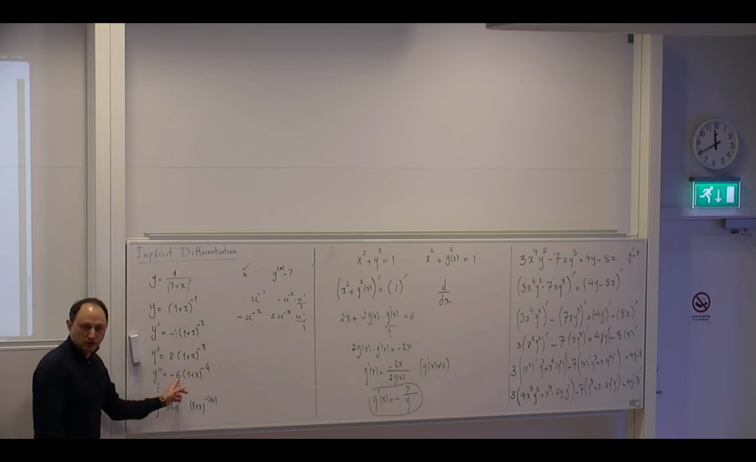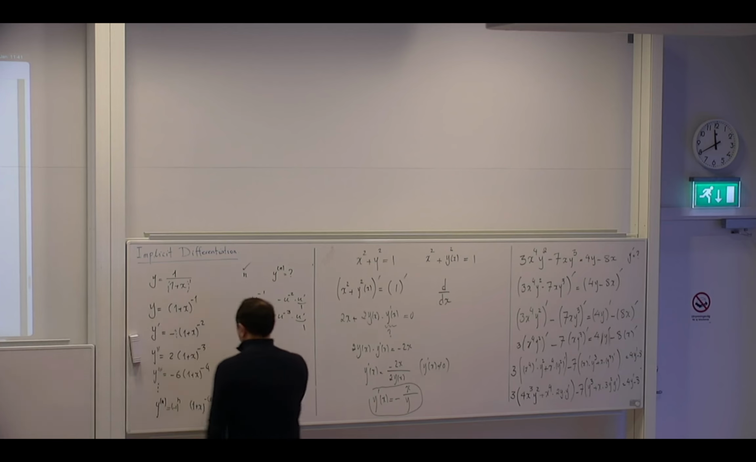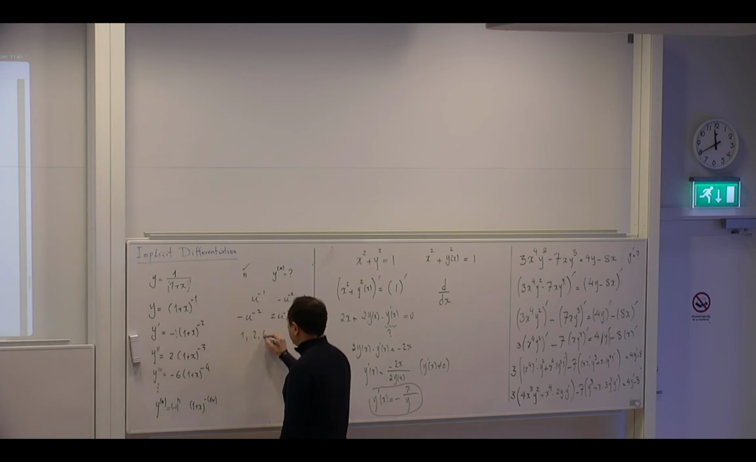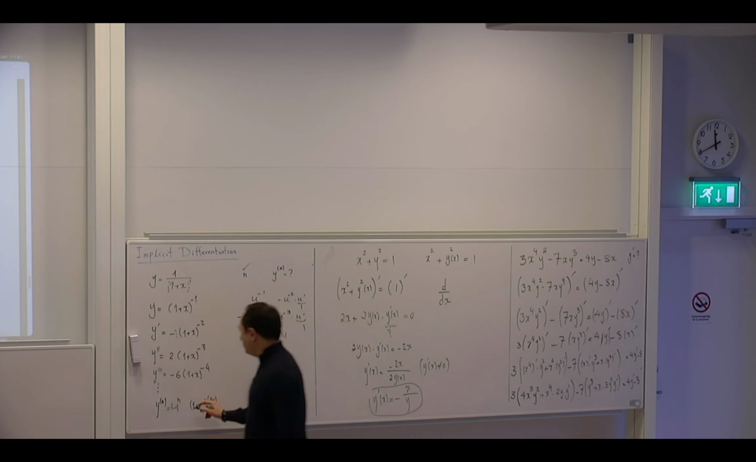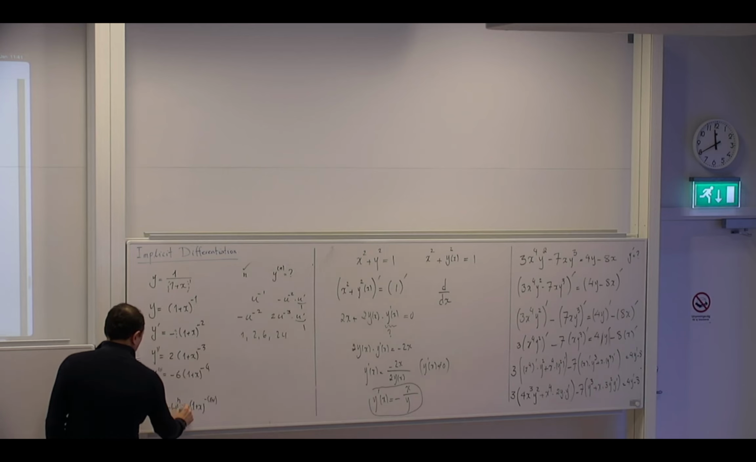So are these numbers familiar to you? And factorial. It's factorial. 1, 2, 6, 24. So this is n factorial, yes? N factorial, I put it here. Do you know n factorial?